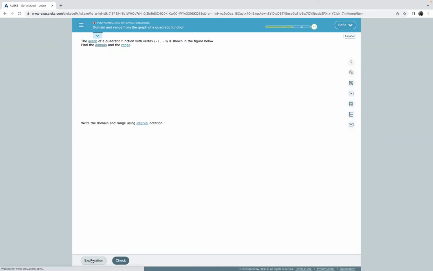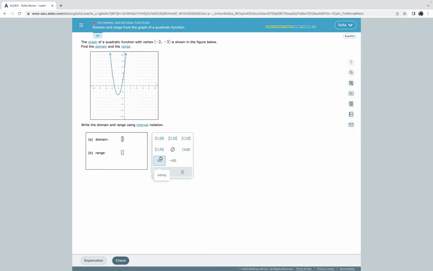Okay, one more here, get the full point. So domain is negative infinity to positive infinity. Range is going to be, this is the min. That's the min, -3, with a bracket, because it can take that on, then positive infinity. You got it. Okay, gotcha.